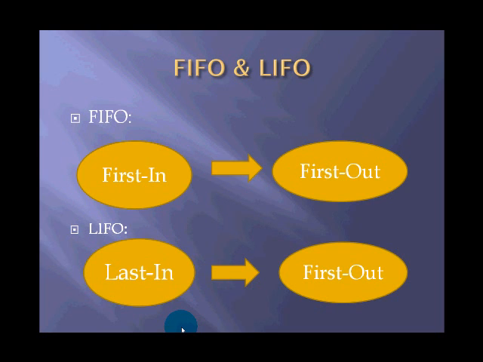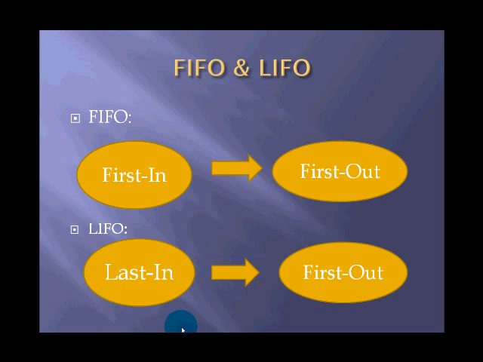FIFO and LIFO are different inventory valuation methods. With these two methods, the ending inventory book value might appear too high or too low compared to current market value, and net income might appear low or high. One thing that we have to keep in mind is FIFO and LIFO are cost flow assumptions, not product flow assumptions.